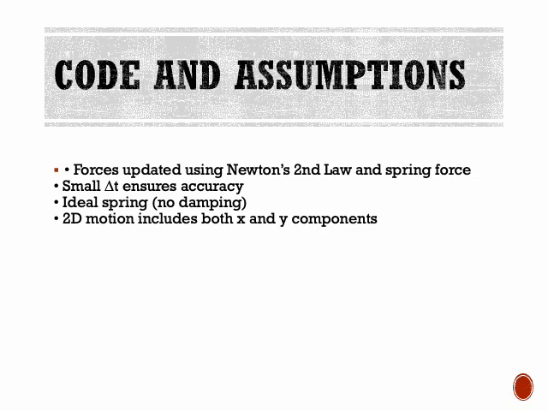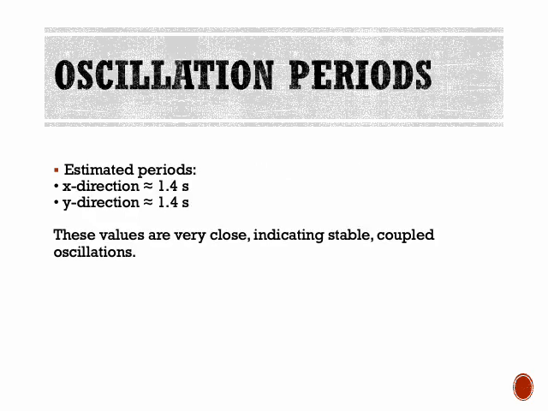The code runs by updating the force at each step and applying it to get new velocity and position. It uses a small delta t, assumes an ideal spring, and includes 2D force calculations.